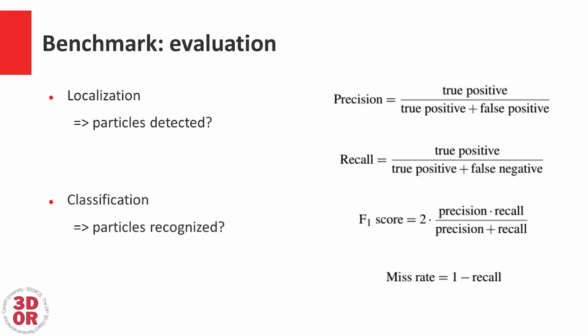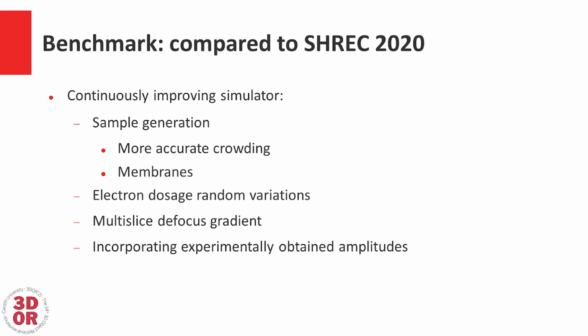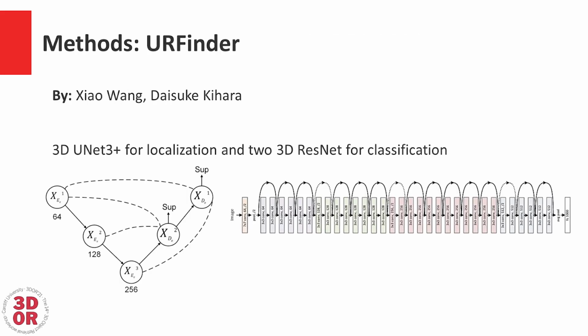For method comparison, we wanted to separately evaluate localization and classification, and used very popular metrics like precision, recall, and F1 score. This is a third edition of the benchmark. We are continuously working on our simulator. There are many technical details, and it is a bit out of the scope for the presentation, and you can find those details in the paper. There were 7 methods compared in this work.